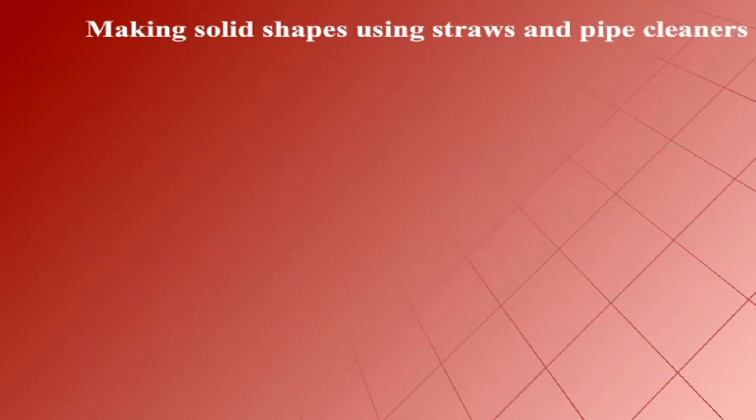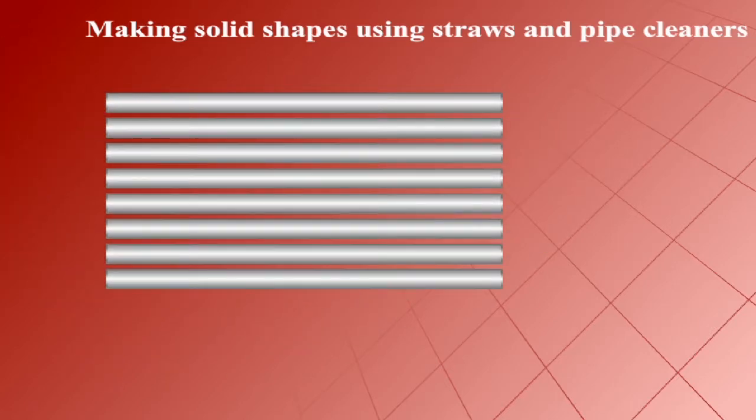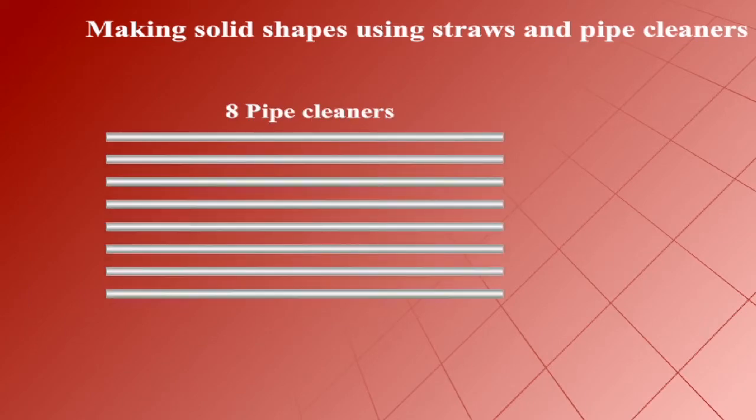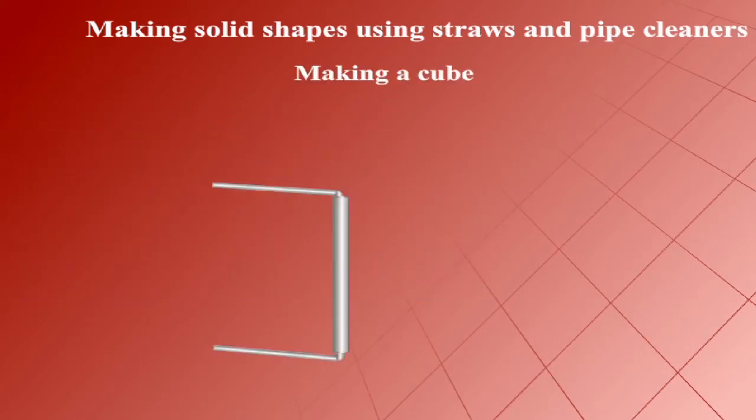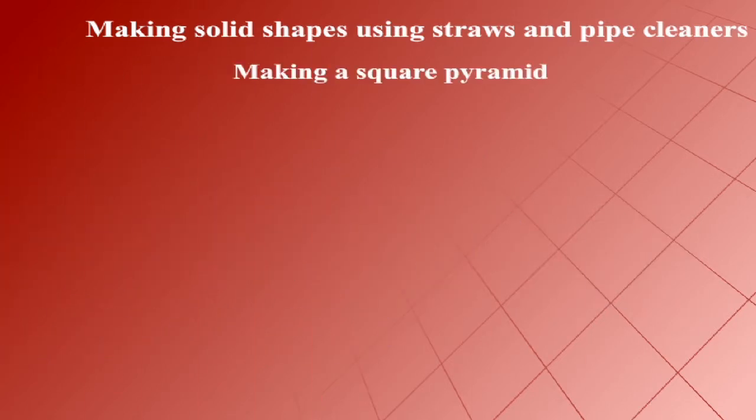Making solid shapes using straws and pipe cleaners. Making a cube. Use 12 straws of the same length, that is 10 cm. Use 8 pipe cleaners. Bend each pipe cleaner. Form this shape.